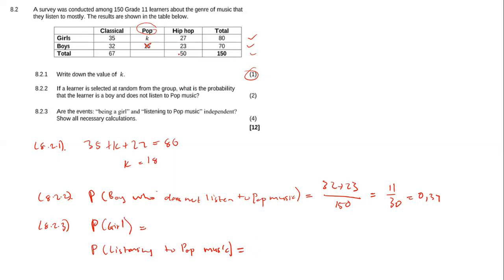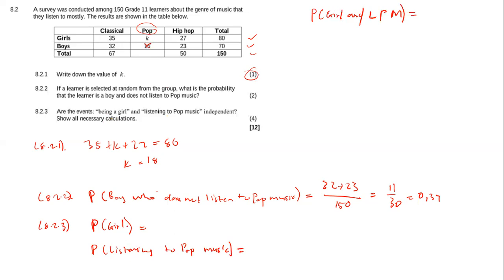I'll show you how to see the intersection on the contingency table. Again, we also need the probability of a girl and listening to pop music. I'll just write LPM, okay? To summarize things, we need this. So firstly, let us determine the probability of a girl. Remember, are the events being a girl, which is this, and listening to pop music, which is this, independent? We need to do that.